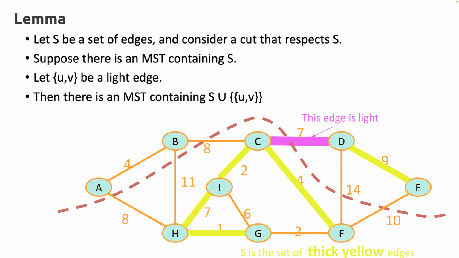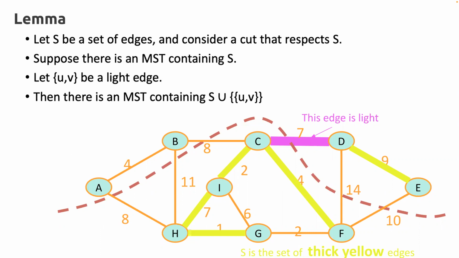The tree that you currently have, those yellow ones. Yeah, so the yellow ones are S, but this is not a complete tree yet. S is just 1, 2, 3, 4, 5 edges, right? A tree for this graph needs to have 8 edges because there's 9 nodes. But we're saying, suppose you have some edges already that your algorithm has picked. Now, there is an MST that contains S. There is some tree that is going to have these edges, right?